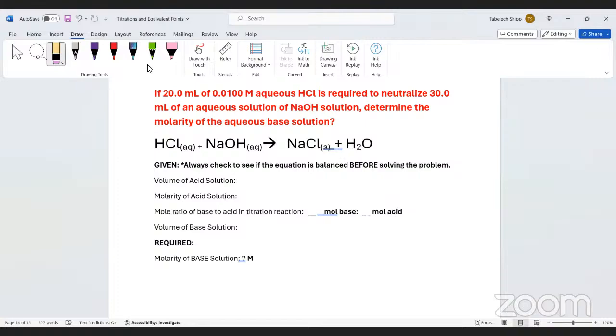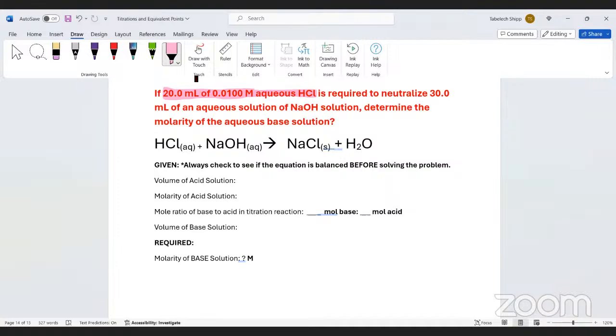All right. So what do they give us in this problem? Let's identify it. We've got these two right here, 20.0 milliliters of 0.01 molarity aqueous HCl. Listen, y'all, hydrochloric acid is also found in the stomach. If you're taking biology, you would know that also. That's the acid that's found in our stomachs.